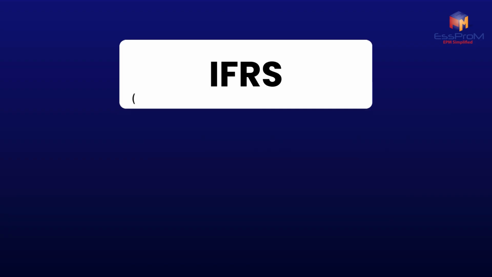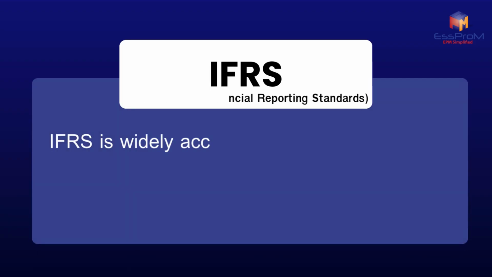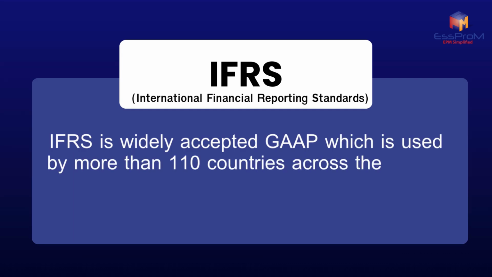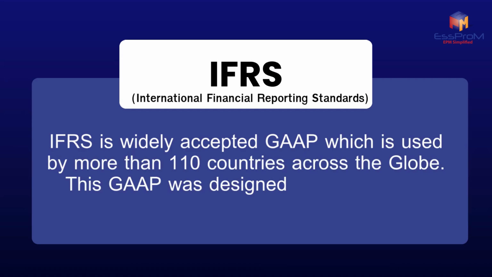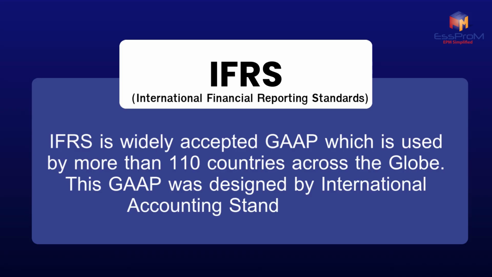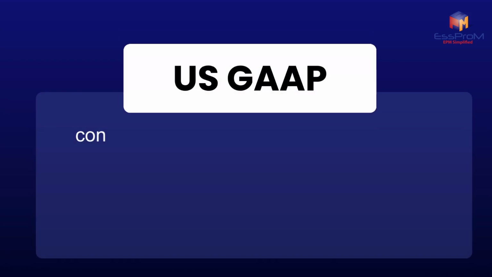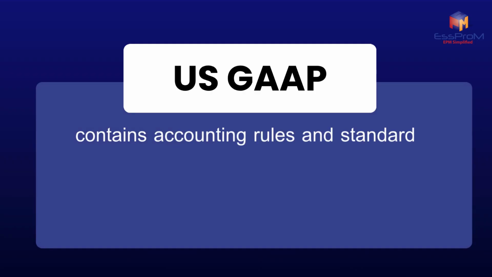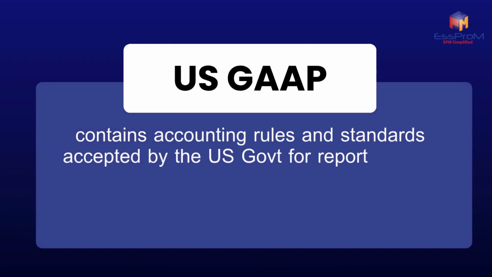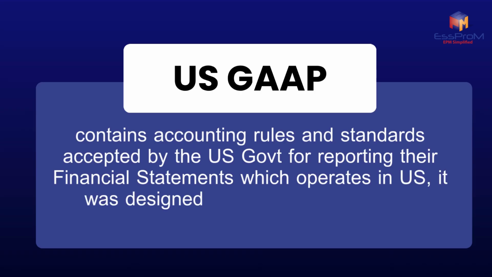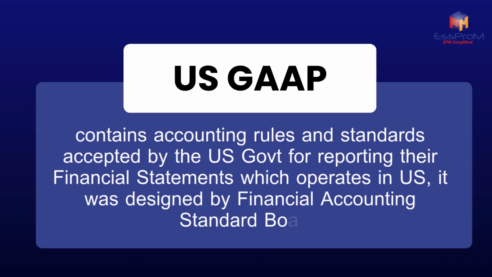IFRS, which means International Financial Reporting Standards, is widely accepted as GAAP, which is used by more than 110 countries across the globe. This GAAP was designed by the International Accounting Standards Board. The U.S. GAAP contains accounting rules and standards accepted by the U.S. government for reporting its financial statements, which operates in the U.S. It was designed by the Financial Accounting Standards Board.